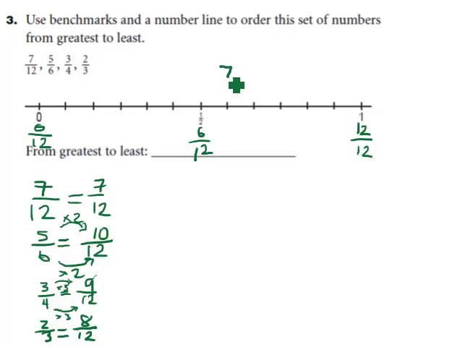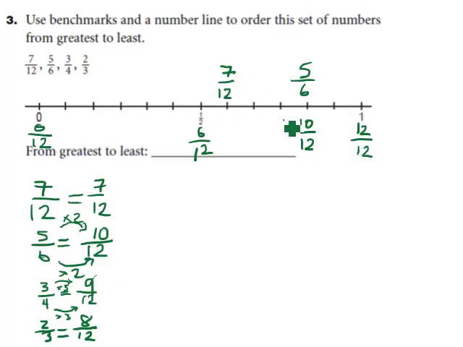So now I can place these, very simple. I'm going to draw it on the top so we don't get confused. 7 twelfths. Easy. It's just one more than 6 twelfths. Then 10 twelfths, which is really 5/6. So I'm going to go to 10 twelfths: 6, 7, 8, 9, 10 twelfths. I'm not going to write 10 twelfths. I'm going to write 5/6 because that's what I was asked to order. But this is really equal to 10 twelfths.